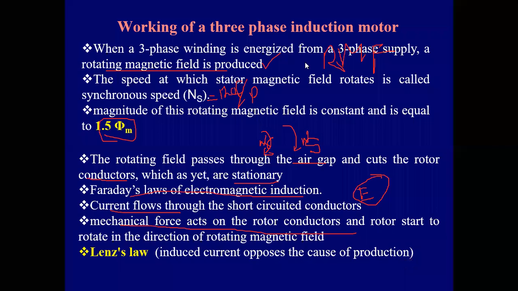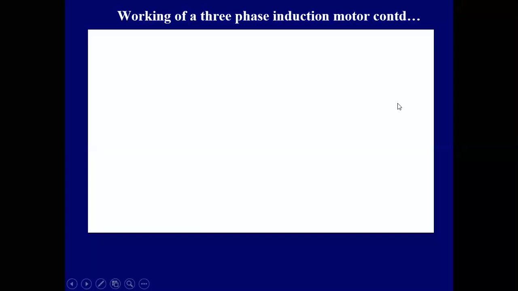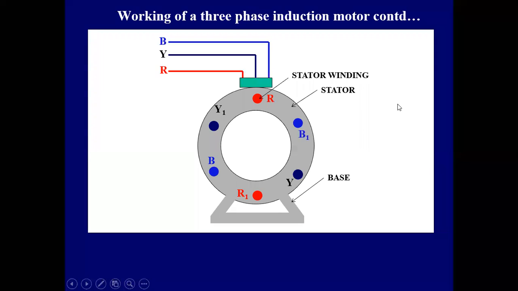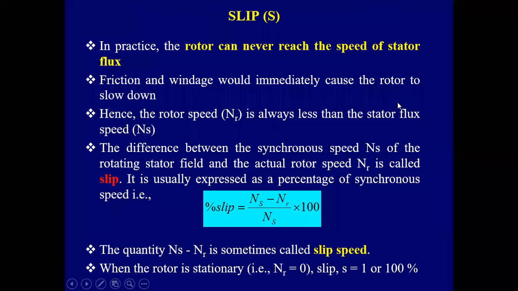So now we will get back to another thing. Next slide. So this we saw in the last class, that is Ns and this is Nr. So now see, what is slip? Slip means, as I just said, the rotor rotates at a speed slightly lesser than the speed of the stator flux. That is why it is called slip. The rotor is slipping away from the stator field. So that is why it is slip speed.